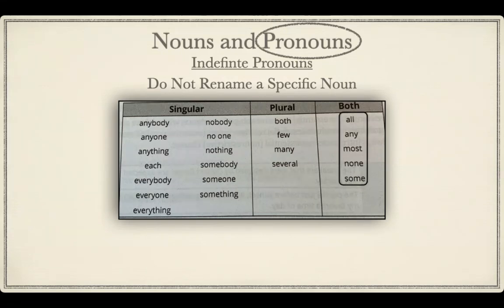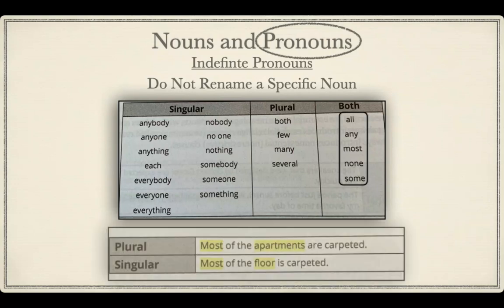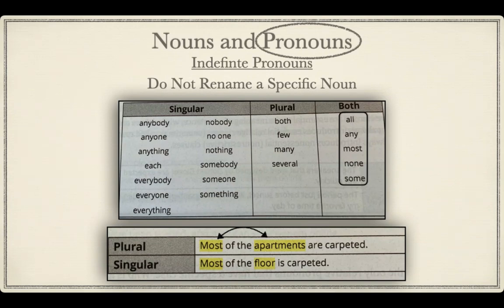The pronouns all, any, most, none, and some can be singular or plural. And if you're going to determine how one of these words is being used, identify what the pronoun is referencing. In this first example, most of the apartments are carpeted. Most is plural because it renames the plural noun apartments. In the second example, most of the floor is carpeted. It renames the singular noun floor.